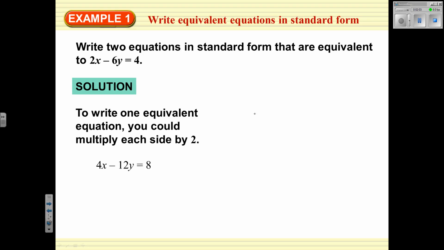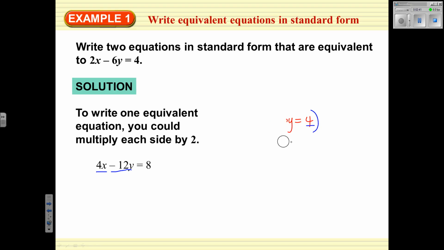So here's an example. We can take this 2x minus 6y equals 4, and multiply the entire equation by 2. That's what they did here. They did 2 times 2x to get the 4x, 2 times negative 6y to get the negative 12y, and then 2 times 4 is 8. So basically it's like multiplying the entire equation by 2. We're multiplying this side by 2 and this side by 2. That's what that means.